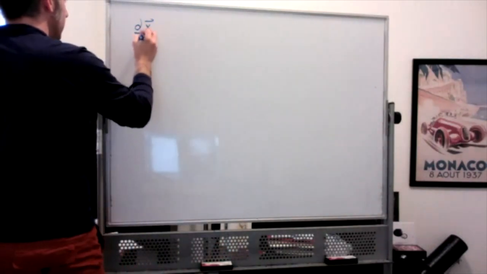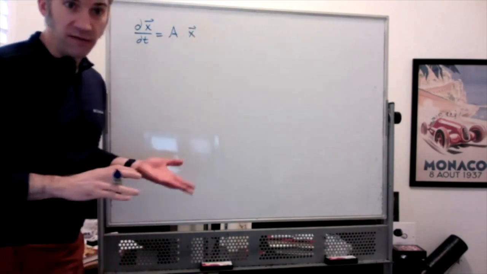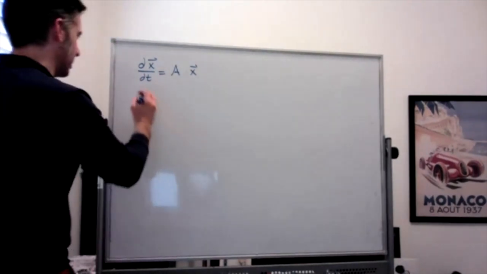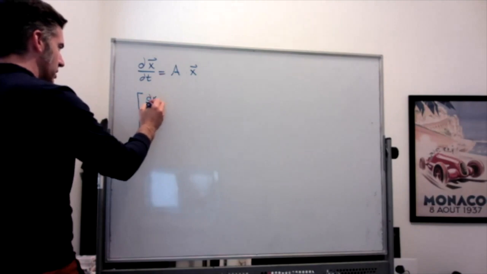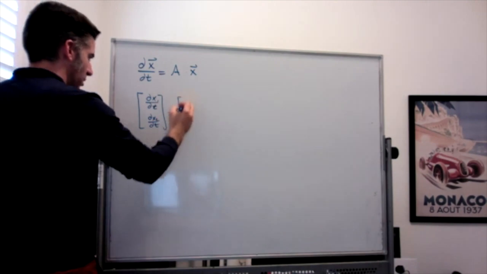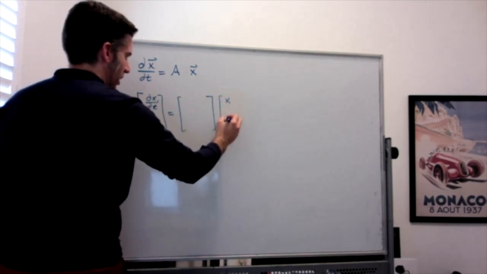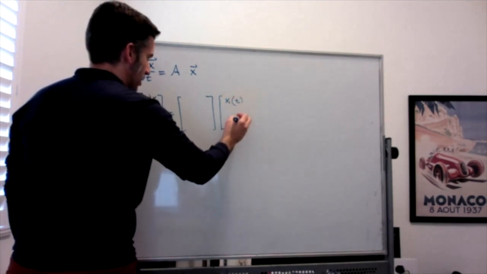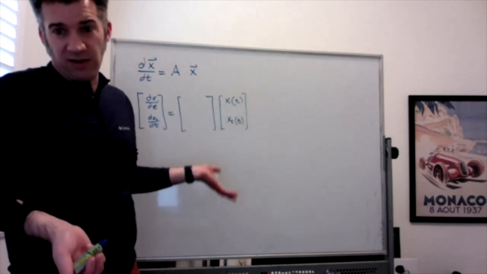dx/dt equals A times x. I'm using the very condensed notation here, but all this means is the vector, which is the derivative of x1 with respect to t and the derivative of x2 with respect to t, is equal to some matrix A times the vector x1, x2, or if you prefer, x1 of t, x2 of t. The reason we don't often write x1 of t and x2 of t is just because we're lazy.